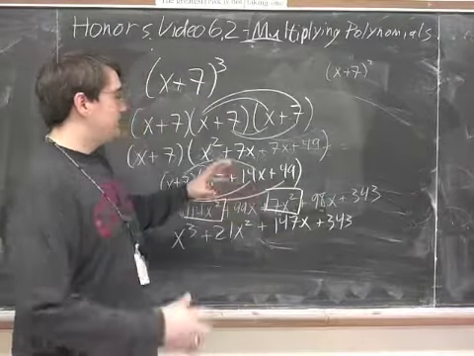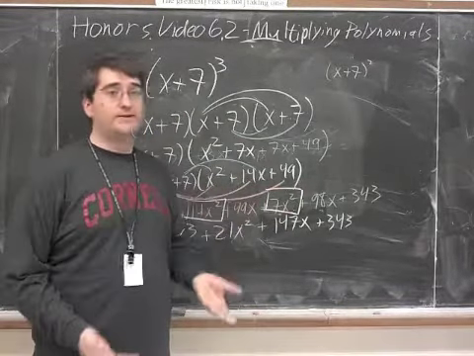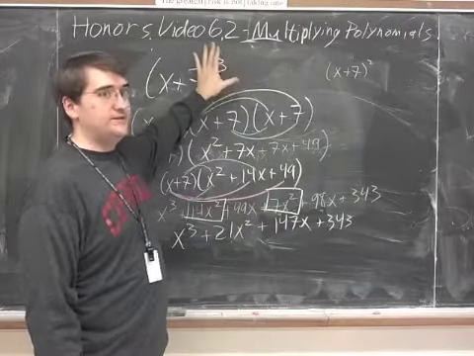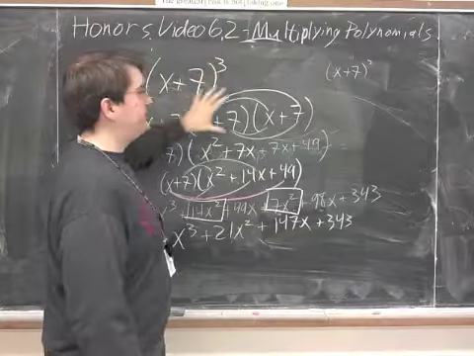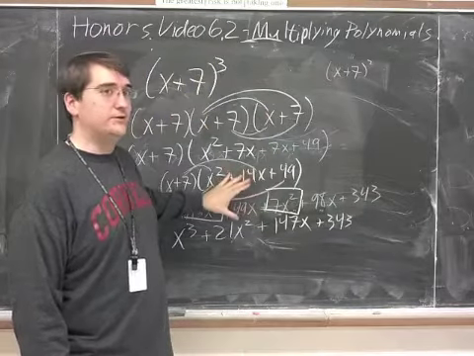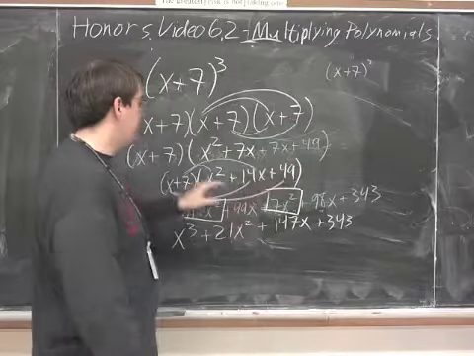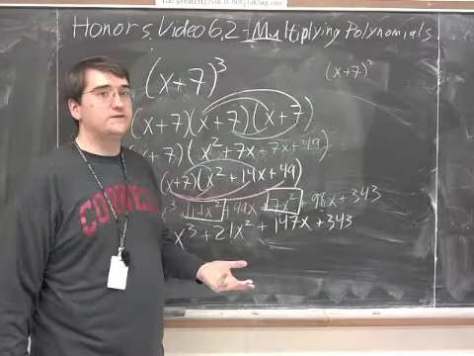So it's all just distribution, just more of it. Only this is not distribution: the exponent, not distribution. But when you're multiplying a polynomial times a polynomial, it's just distribution, the same use of the distributive property, just more than once.